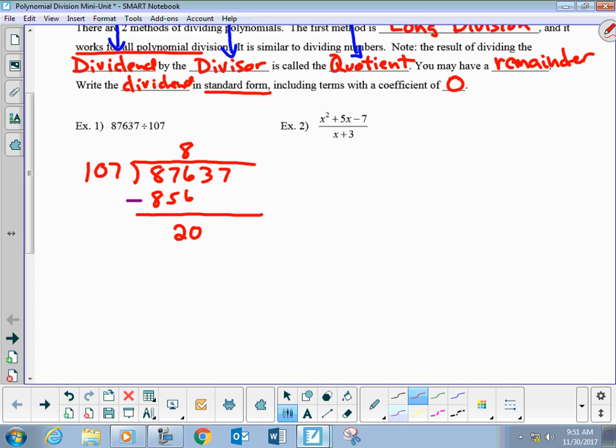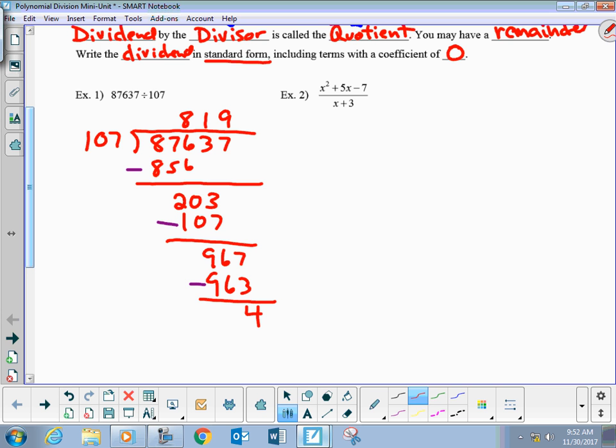Then what did we do? We would bring down the 3, right? So now I divide 107 into 203. That's going to go in 1 time. And once again, I'm going to subtract, and I will get 96. I will bring down the 7, and I will go in 9 times for 963, and again I will subtract, and I will end up with a remainder of 4.